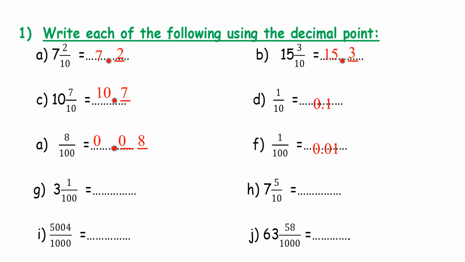3 and 1 out of 100. I'm going to put the decimal point and 2 places after the decimal point, and put 1 from the right side, and after that 0, and the whole number will be 3. 7 and 5 out of 10. I'm going to put the decimal point and one place after the decimal point, so I will write in this place 5, and 7 is the whole number.